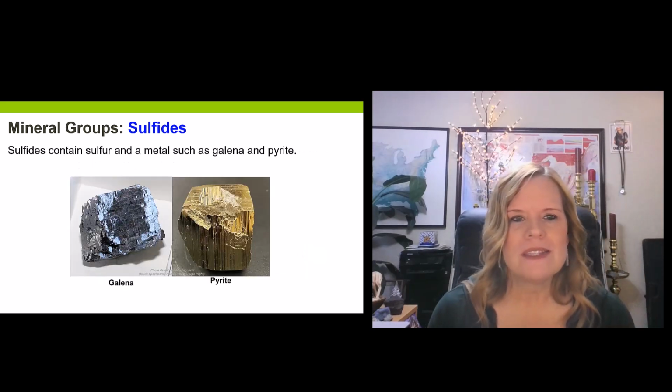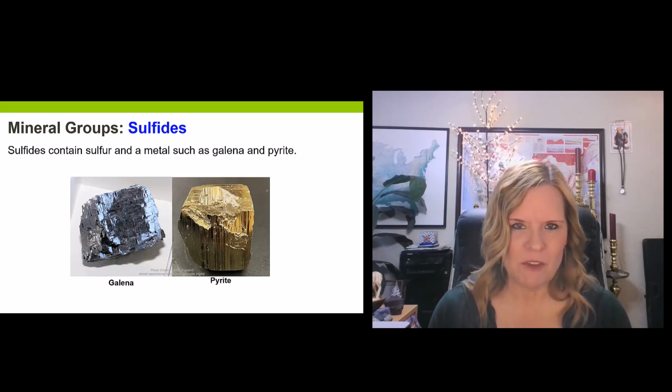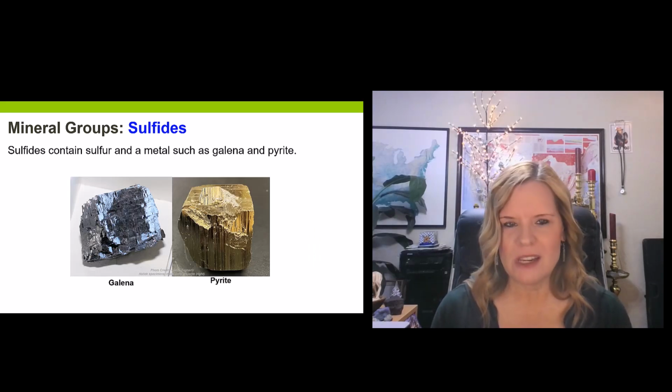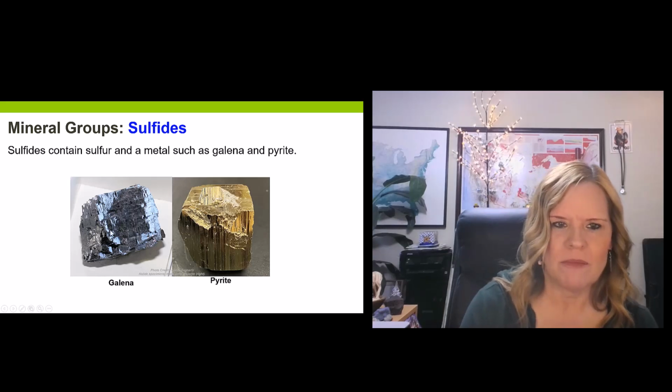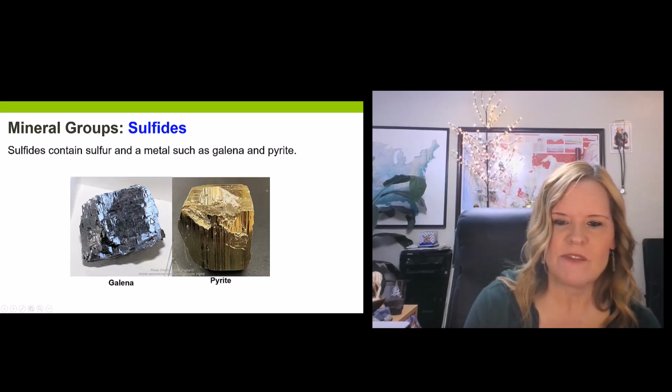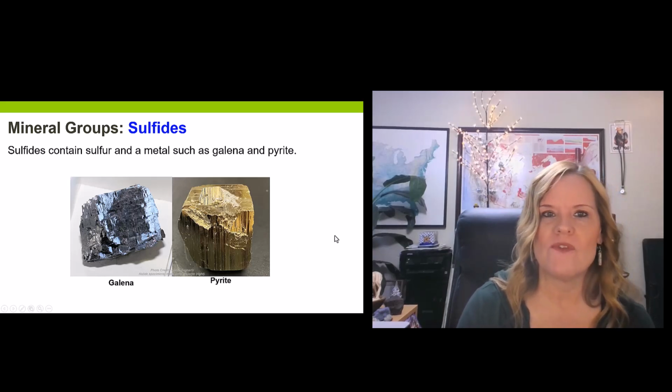Sulfides are ones that contain sulfur in some type of a metal. A great example is the galena that we looked at earlier that is really dense, had a high specific gravity, and pyrite. These are both sulfides.